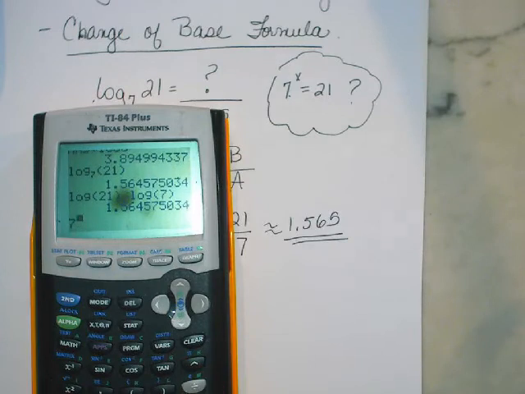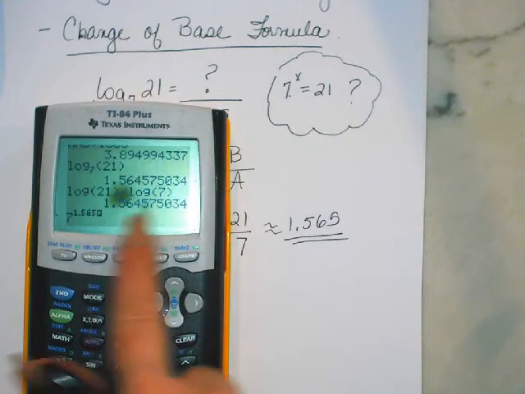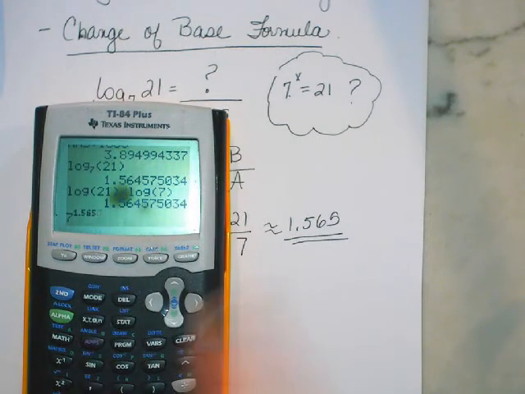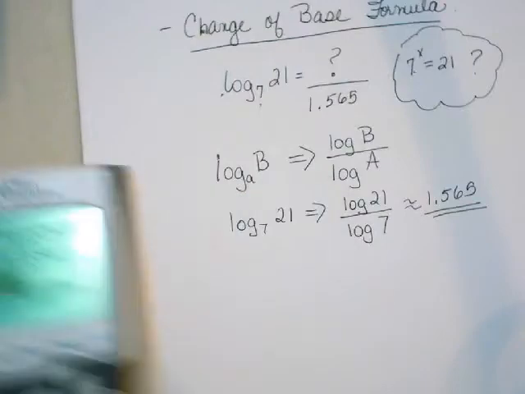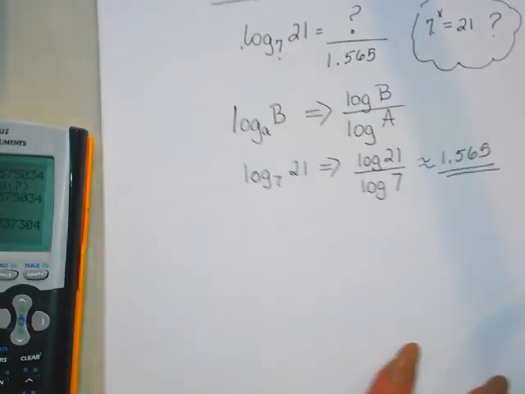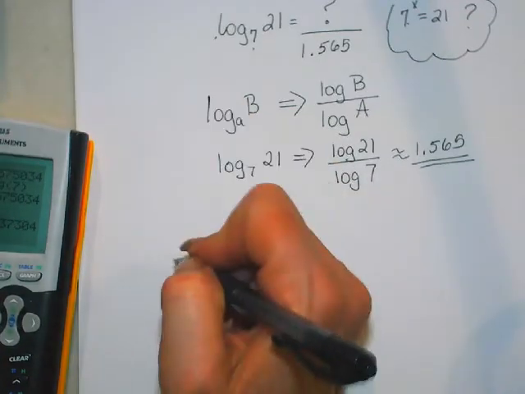7, I gotta get out of that glare, raised to 1.565. Now remember, it's not going to be exact because look at that big number up there. In fact, if I wanted, I could just hit second answer. It's going to be close though. Oh, very close, 21.017. Okay, so this is something just called the change of base formula.